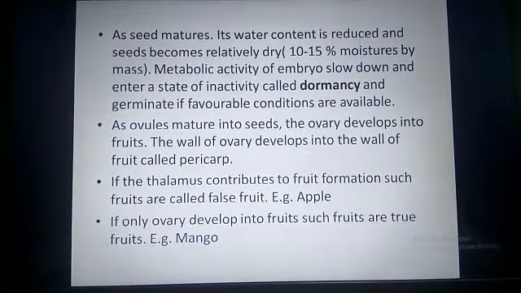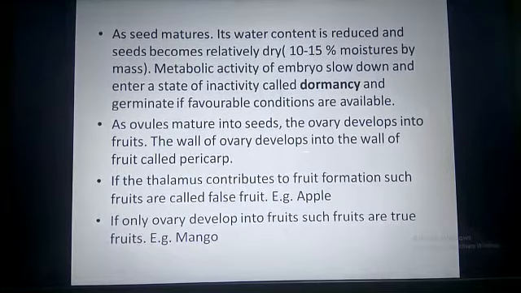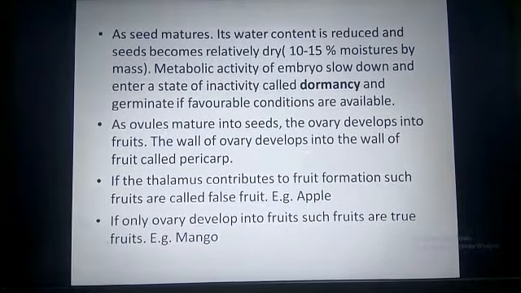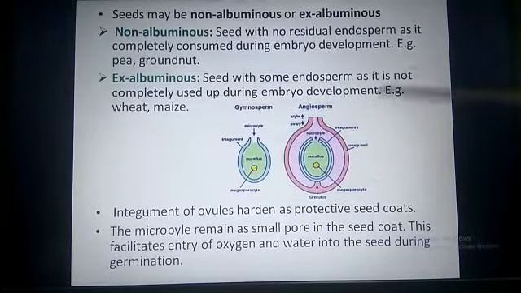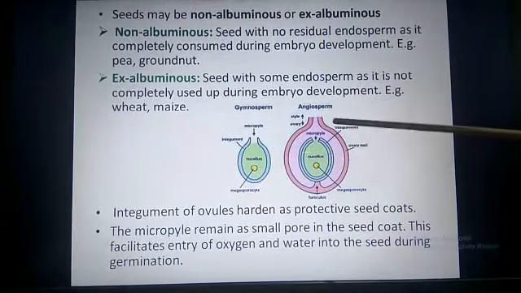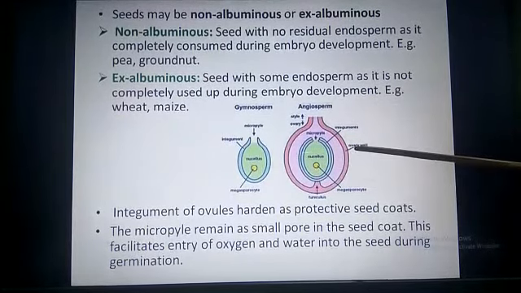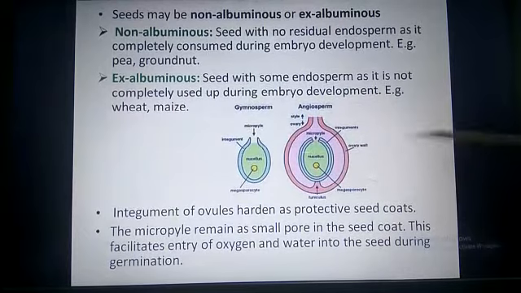As ovules mature into seeds, the ovary develops into fruits. The ovary develops into fruits, and the wall of the ovary develops into the wall of the fruit called pericarp. As the ovule turns into seeds, simultaneously the ovary also turns into fruits, and the ovary wall turns into the wall of the fruit called pericarp.